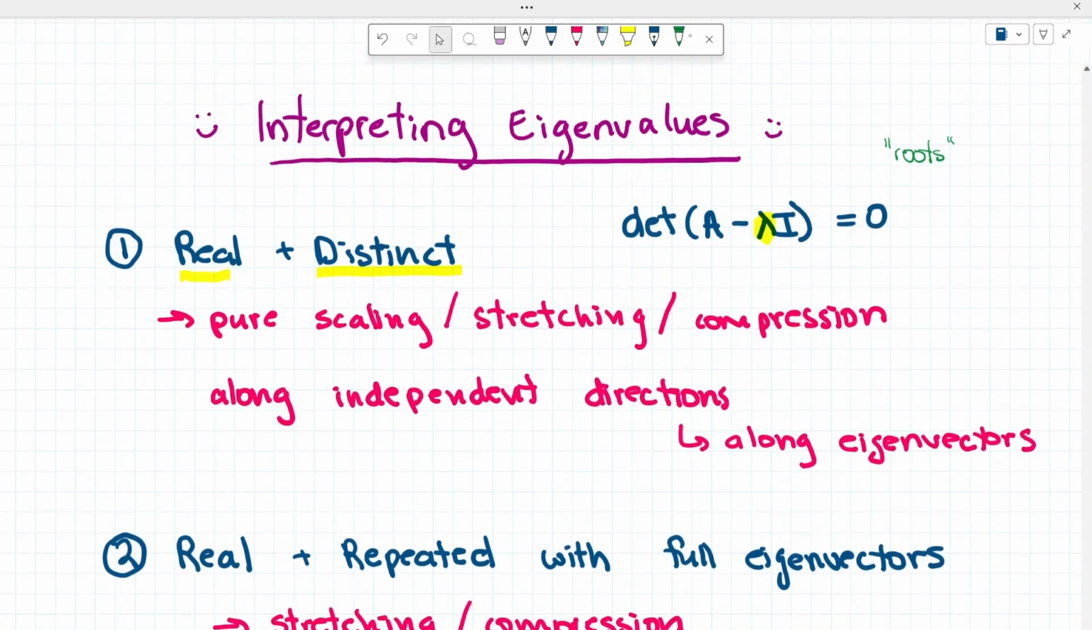So when we have the real and distinct roots, that means that our transformation is purely scaling, stretching, or compressing along independent directions. And these independent directions are our eigenvectors. So when we have real and distinct eigenvalues, we have linearly independent eigenvectors, and our transformation is simply just scaling along those directions.